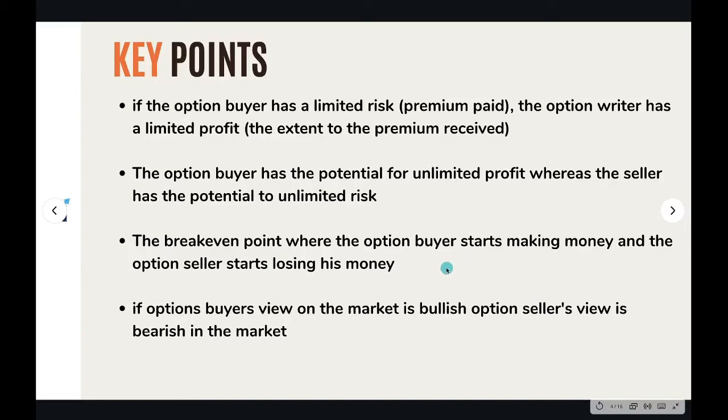Now I explained to you in the previous video what a break-even point is, right? That particular break-even point is where the option buyer starts making money, that is from where the option premium is rising above and going above the premium paid. That means the option seller will also lose money. Simple. If the option buyer's view on the market is bullish, the option seller's view is bearish. It is simple. That means I am an optimist, he is a pessimist. In very simple layman terms, if I am bullish on the stock, the option writer should be bearish on the stock. That is why I'm short selling, right?